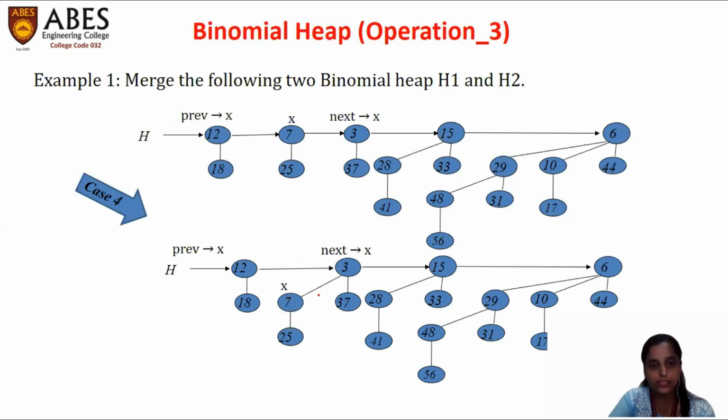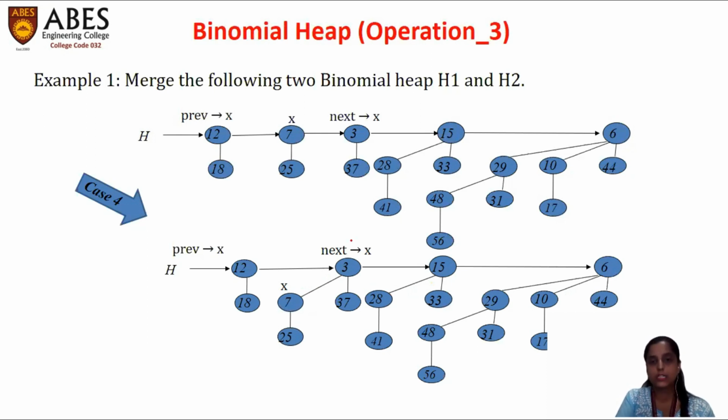Okay, again we can see this binomial tree is of the order B1, this binomial tree is of the order B2, this binomial tree is of the order B2. Means again violations are not still resolved. We have to apply more cases here in order to get it done.